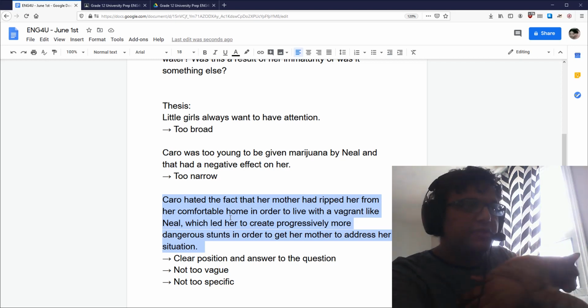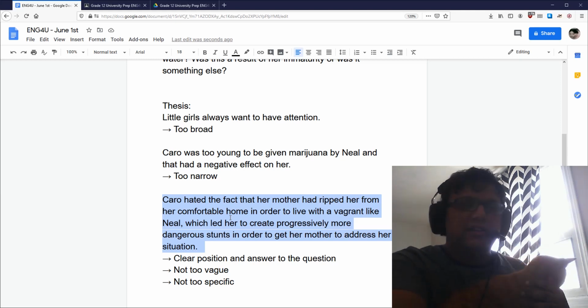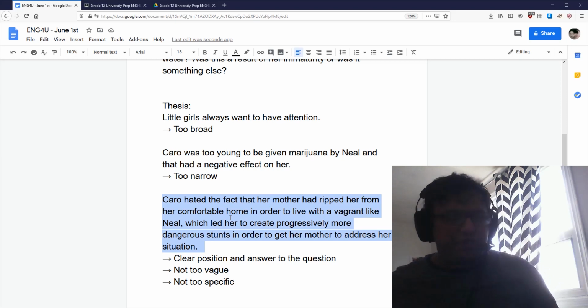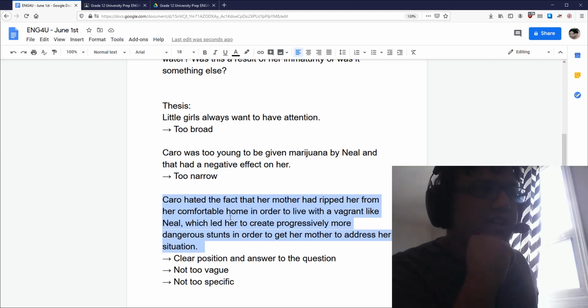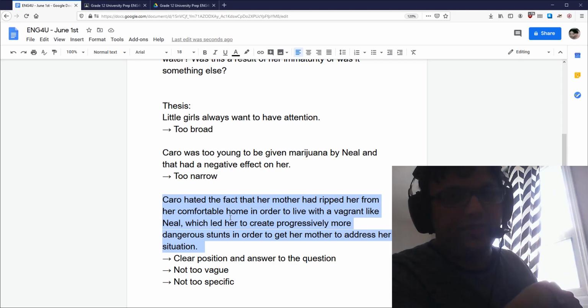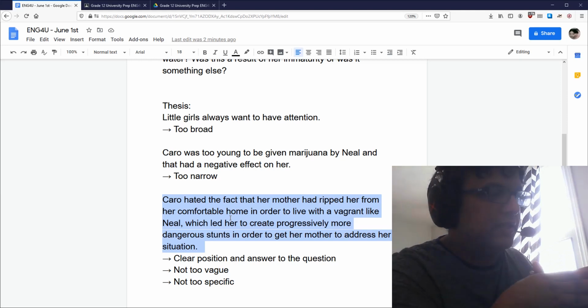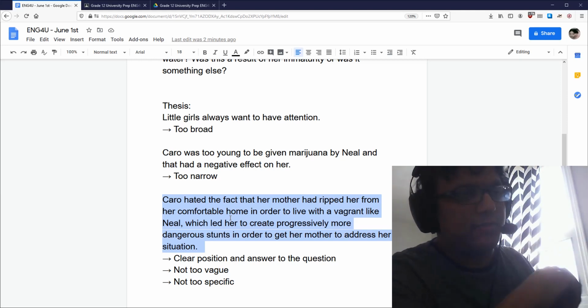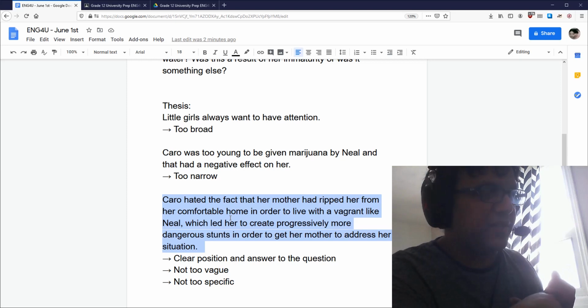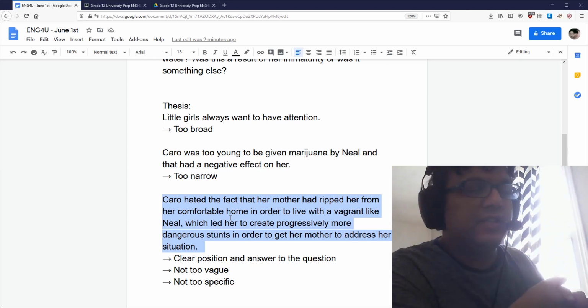First, it's got a clear position and answer to the question. It's not too vague, or too broad, I should say. It's not trying to narrow it down to a very loose understanding of the story. But it's also not too specific. It's not just saying it's about marijuana or this or that. That's the in-between zone that you want to bring your thesis to. It has to have a clear position, answer the question, not too vague, not too specific. That's the green zone.